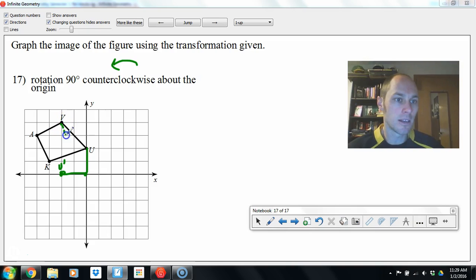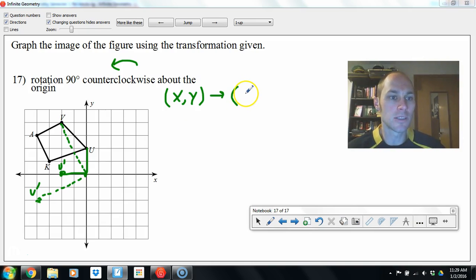V. Now here's where it gets a little bit trickier. So if we can't figure out exactly where it lines up, we might need to create the rule for this one. If you remember, the rule for a 90 degree rotation is (x, y) arrow... Well, what happens? The coordinates switch and one becomes the opposite. So this coordinate was (0, 2). It now becomes (-2, 0). So what was the y coordinate comes to the front and becomes the opposite, and the x stays the same.